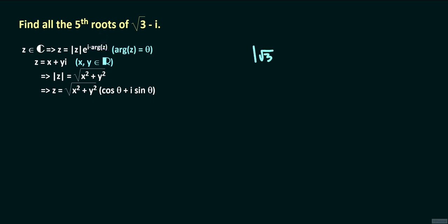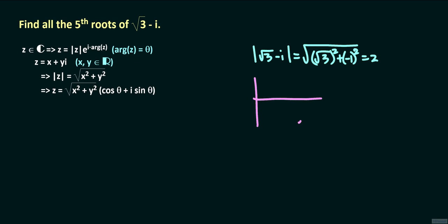The absolute value of the square root of 3 minus i is the square root of the square root of 3 squared plus negative 1 squared, so that the absolute value of square root of 3 minus i is 2. Now we find an argument for square root of 3 minus i. The complex number square root of 3 minus i corresponds to the point square root of 3, negative 1, in the fourth quadrant.